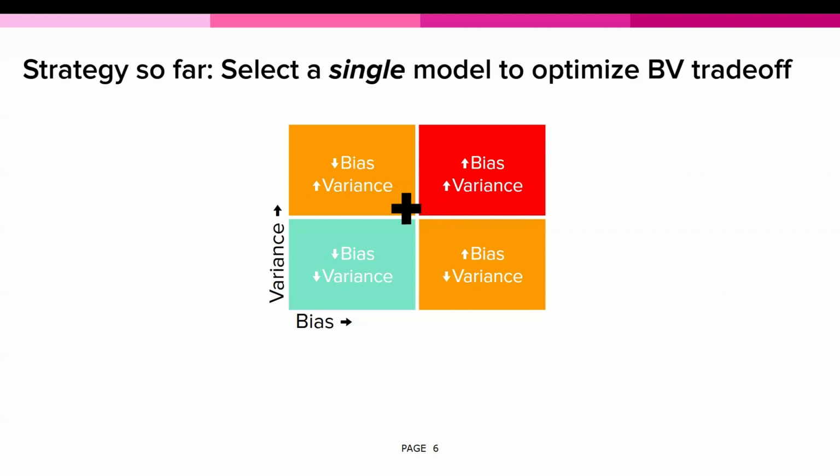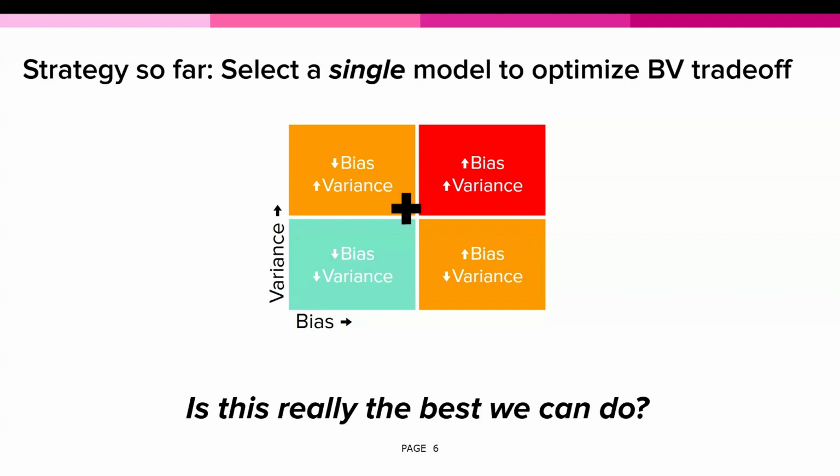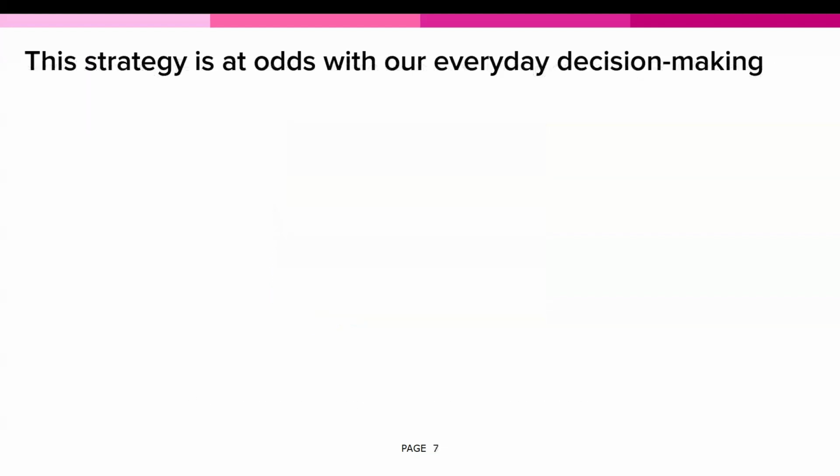There's this performance regime that appears to be just outside of our reach because we're stuck just trading off bias and variance against one another to try to find a balance that does its best. And so at this point, it's worth asking, is this really the best we can do? We seem to have hit a bit of a wall.